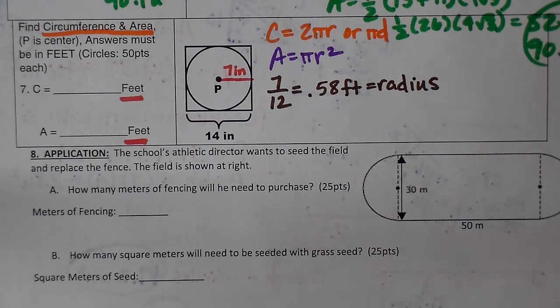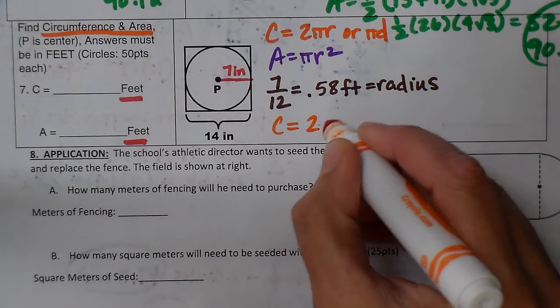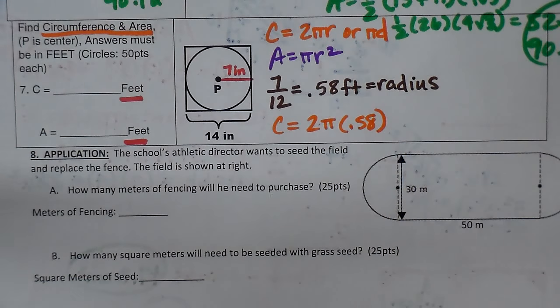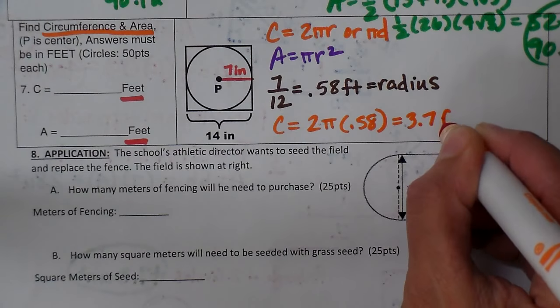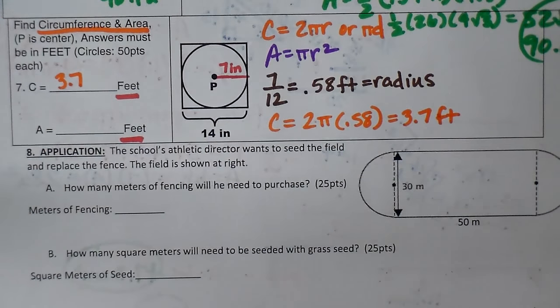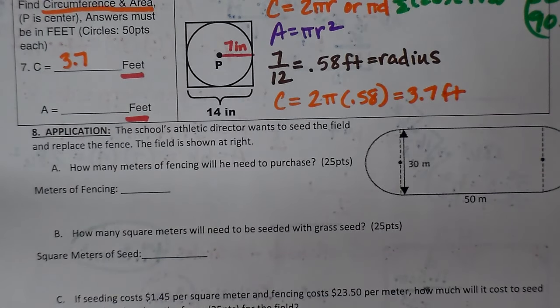Now let's do the circumference. The circumference is 2 times pi times 0.58. And when I multiply 2 times pi times 0.58, I get 3.7. So my circumference is 3.7 feet. Okay, 3.7 feet. Now let's find the area.